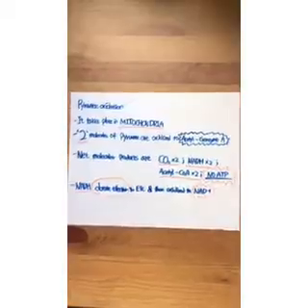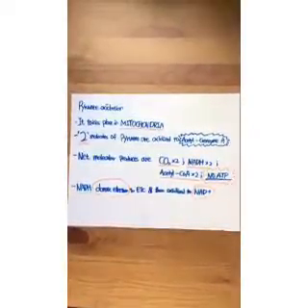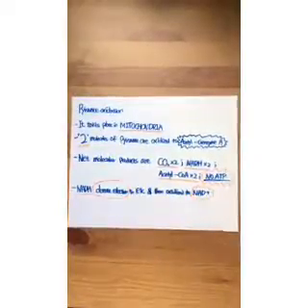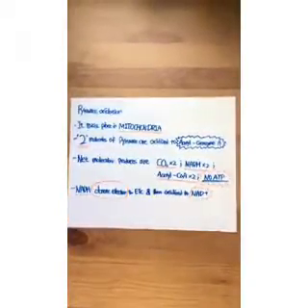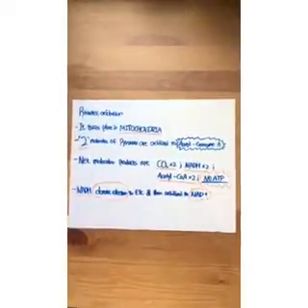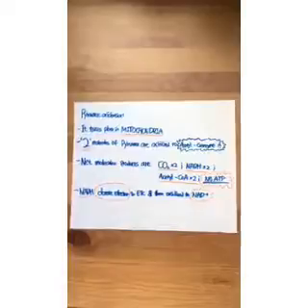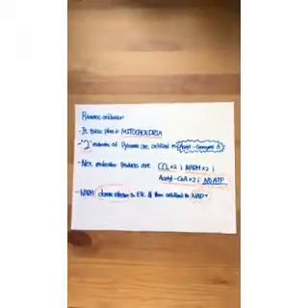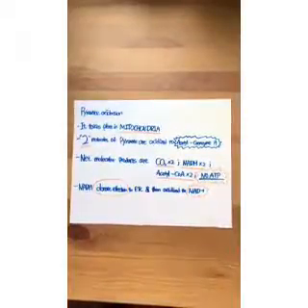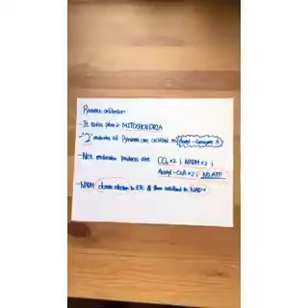Pyruvate oxidation takes place in the mitochondria. 2 molecules of pyruvate are oxidized to acetyl-CoA in preparation of the citric acid cycle. The net molecular products are 2 CO2, 2 NADH, and 2 acetyl-CoA. There is no ATP produced in the pyruvate oxidation. This is the only process in cellular respiration in which no ATP is produced. NADH donates electrons to the electron transport chain and is then oxidized to NAD+.